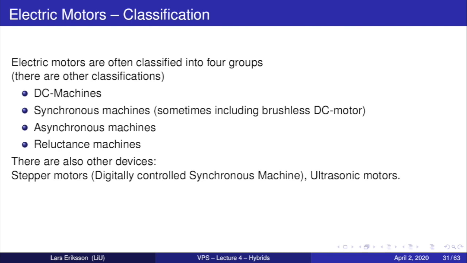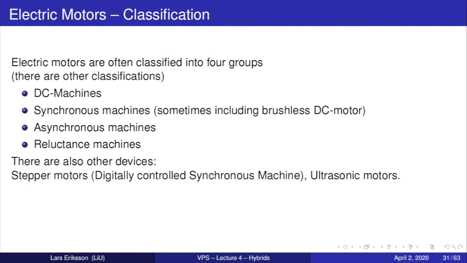When we talk about electric motors and also about generators, they are classified in different groups. Here we use 4 different groups. There are other classifications. We have DC machines, DC for direct current. We have synchronous machines. This group sometimes also includes brushless DC motors. We have reluctance machines.